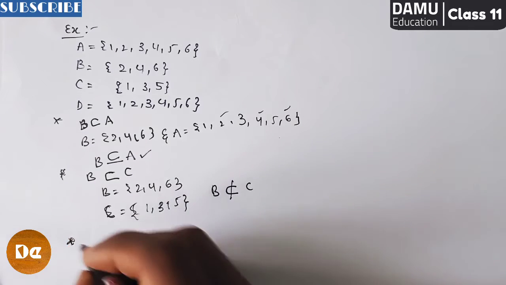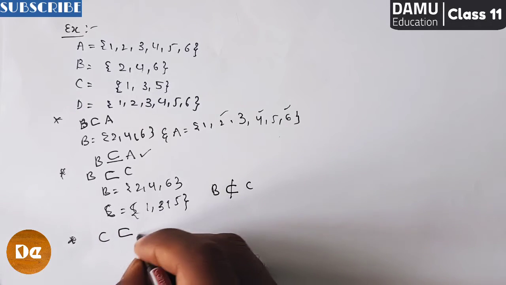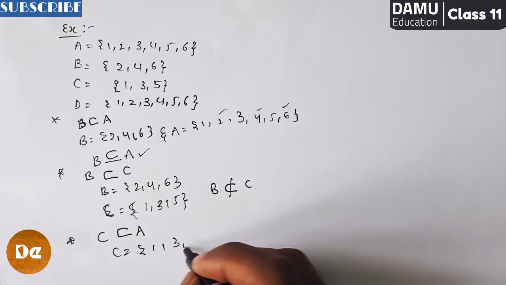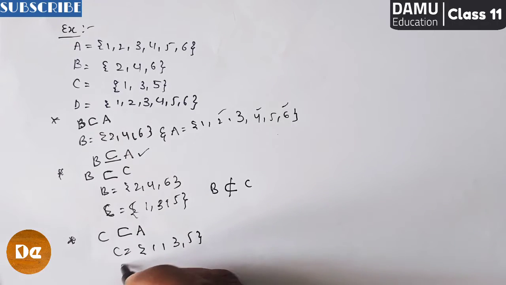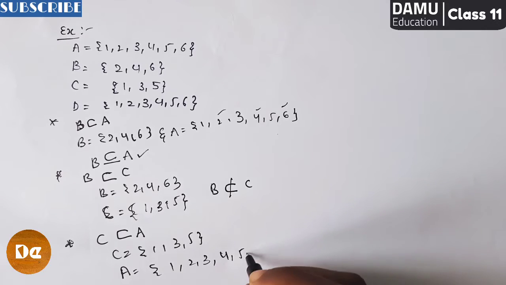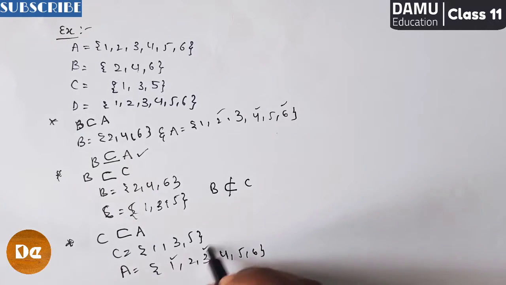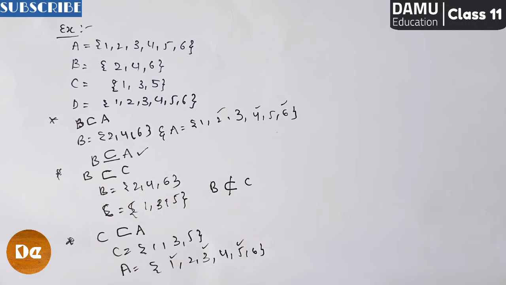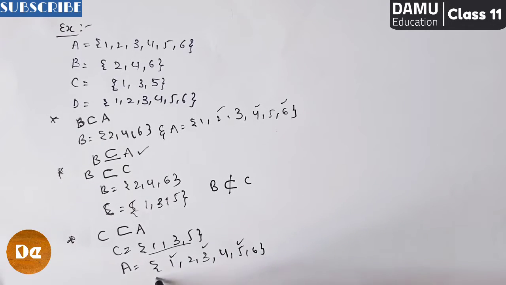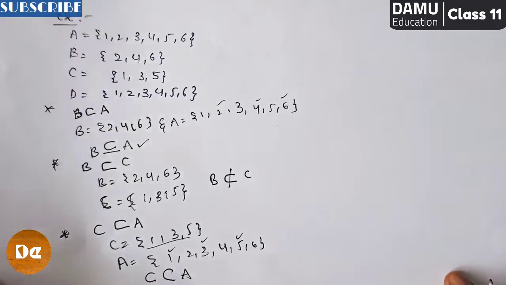Then another one, is C a subset of A or not, we have to check it. C has 1, 3, 5 and A has 1, 2, 3, 4, 5, 6. So here 1 is there, 3 is there, 5 is there. Then what you can write? The elements which are present in C are also present in A. So for that C is a subset of A.